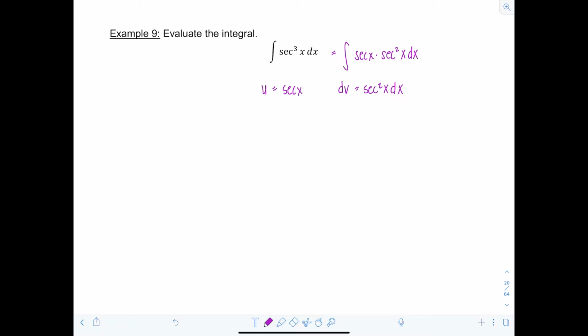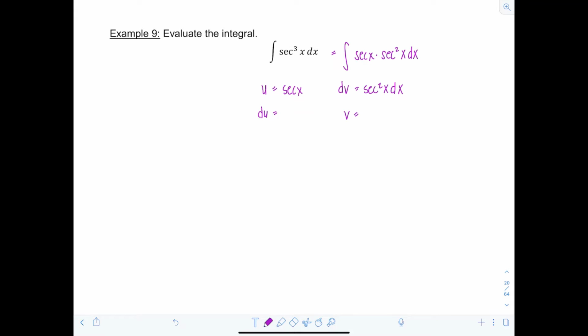Why did I pick it that way? Because remember, I have to integrate v du. And if I had it the other way around, first of all, the integral of secant x involves a natural log, and I don't want to have to integrate a natural log sitting there. Doesn't sound good. Also, for the derivative of secant squared x, I'd have to use a chain rule, so that would make this messy. So that doesn't sound good.